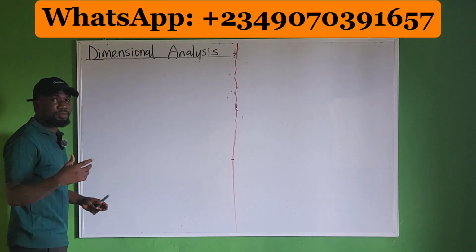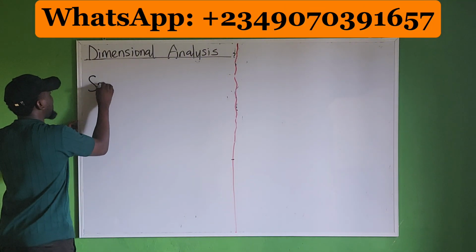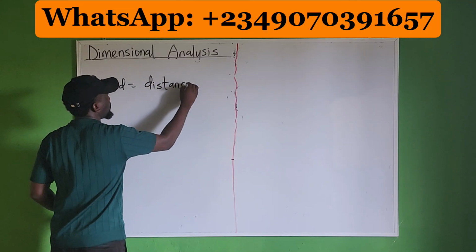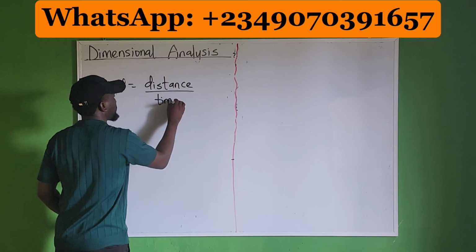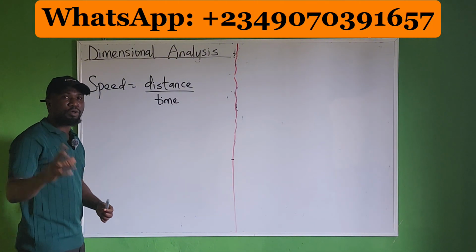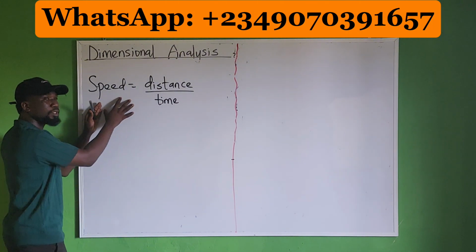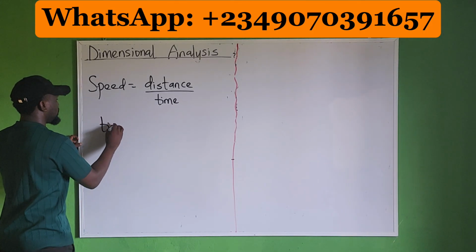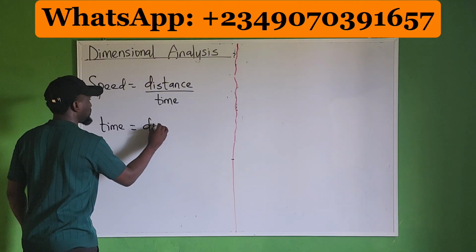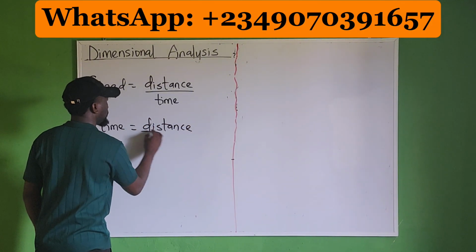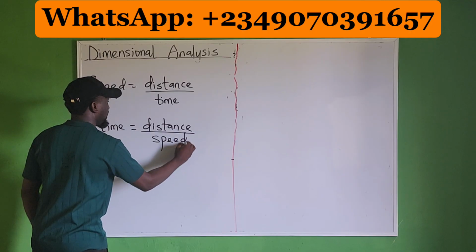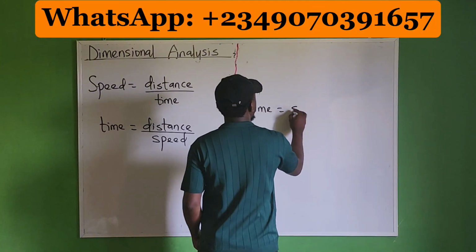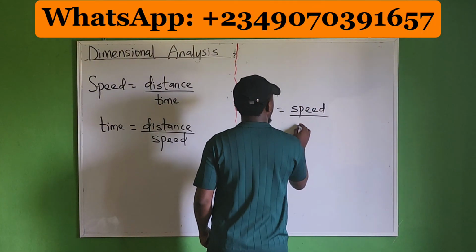Alright. So the next one now, let's say we have speed. We know that speed is distance over time. And then we called on two students to find time from this formula. One of the students says that time is equal to distance over speed. And then we have another student that says that time is speed over distance.